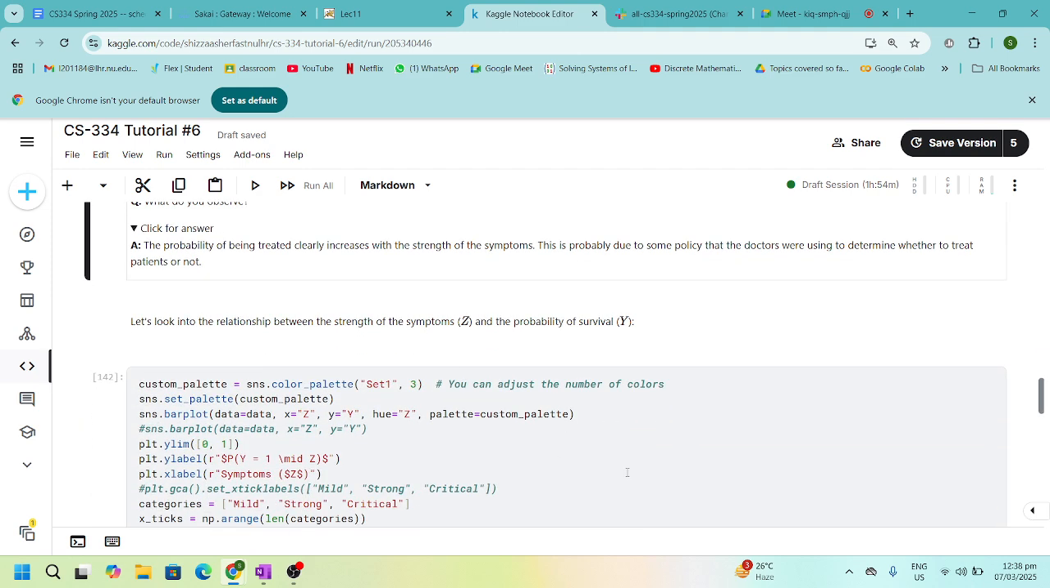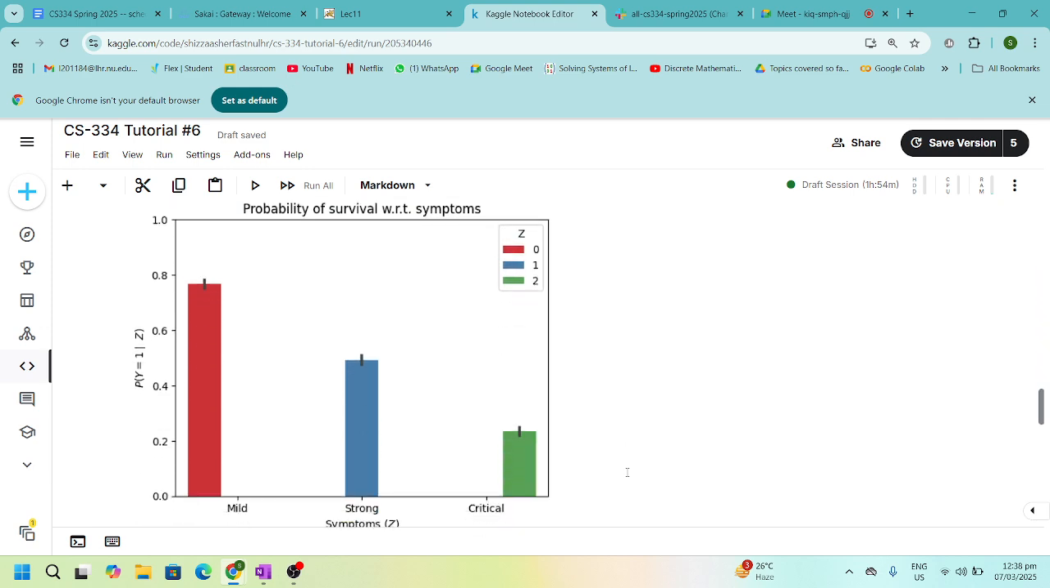All right, moving on. Next, we are going to observe the relationship between the probability of survival with respect to symptoms. So now we've looked at the relationship between symptoms and the treatment administered, and we know that there is a relationship between those two. People with more severe symptoms are more likely to be given the treatment. Now we're trying to observe the probability of survival with respect to symptoms. And again, I will give you a few seconds to process this and think of what we can determine from this given visualization.